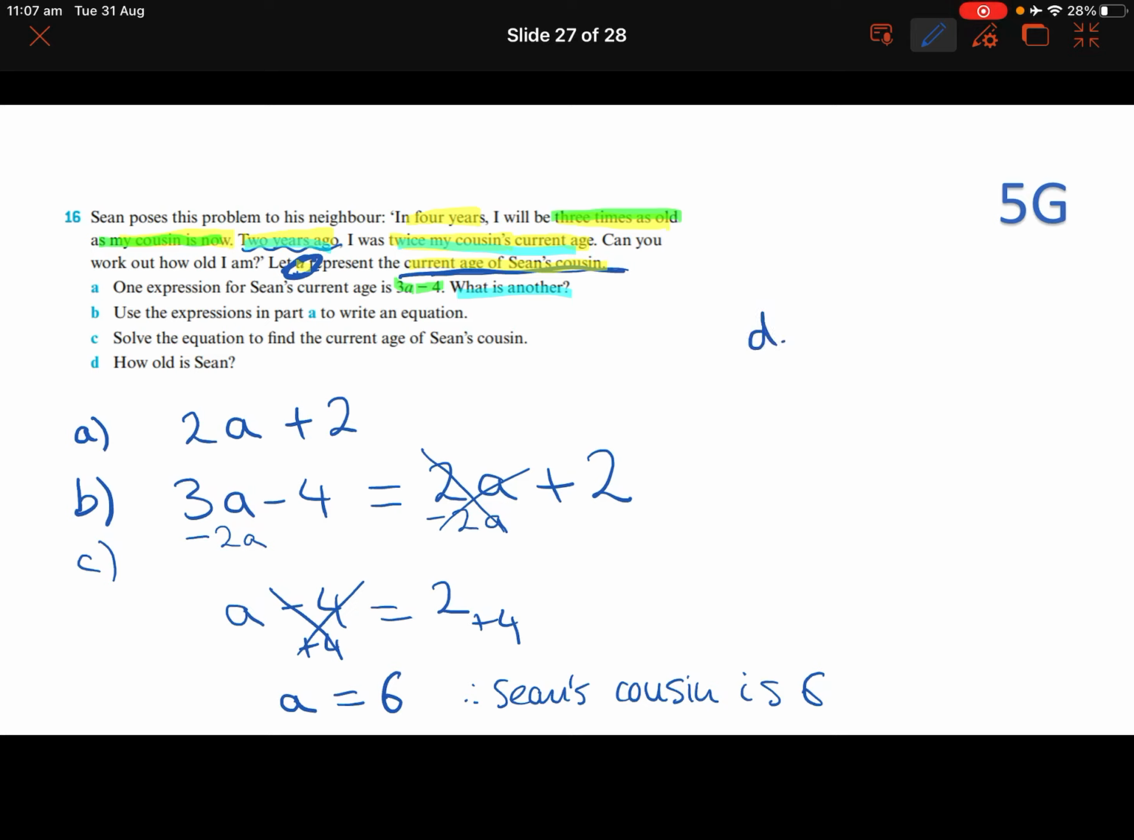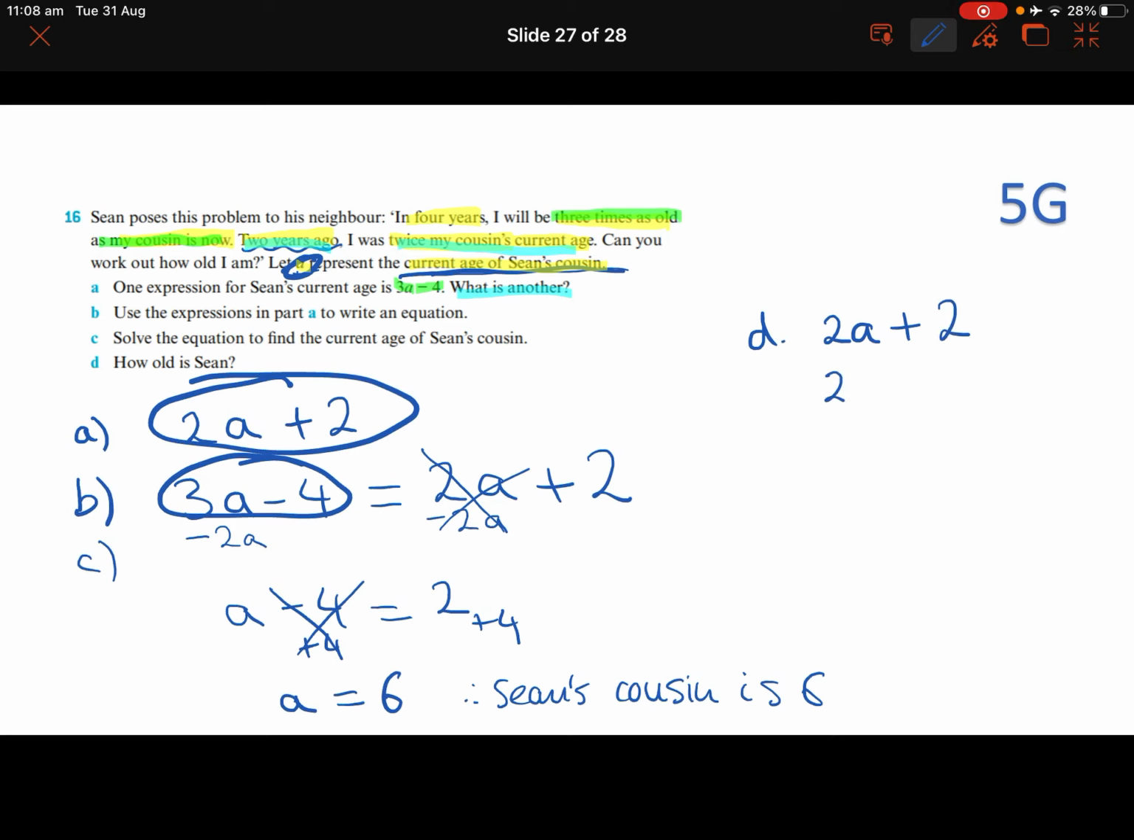Now D says, how old is Sean? So Sean is either this age or this age. Remember we have two examples. So if we substitute in Sean's cousin's age, because we know that he's 6, let's substitute it into this equation. Now it'll work for both.